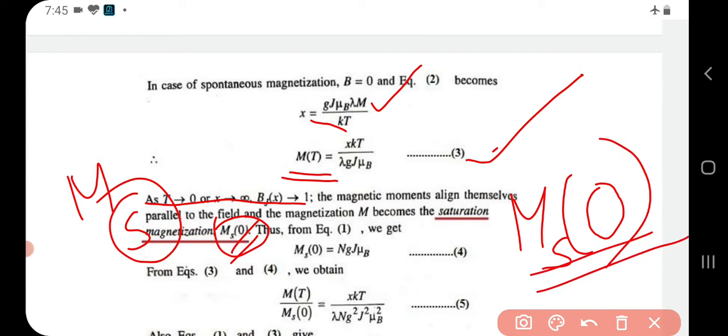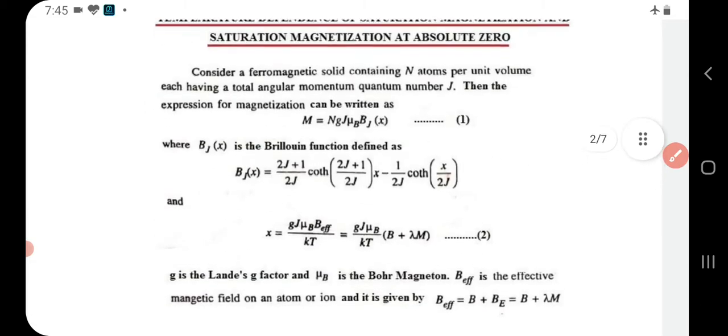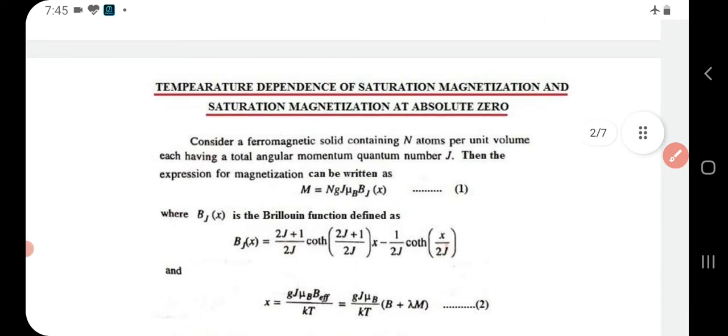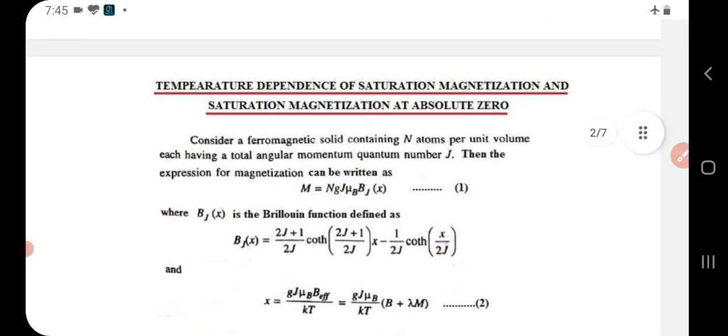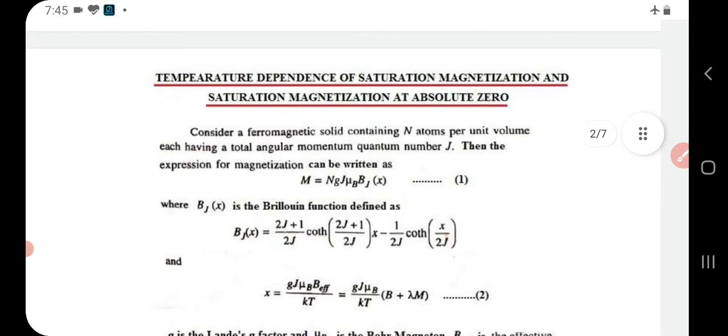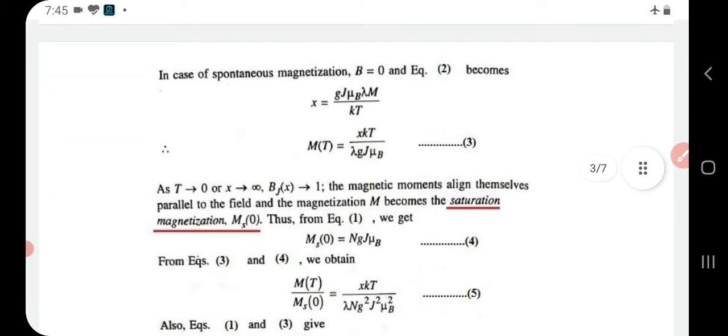Then from equation 1 we can write M_S0 as N g J mu B. That is equation 4, because equation 1 was this one, right? N g J mu B B_J(x), and B_J(x) becomes 1. So M will be N g J mu B.